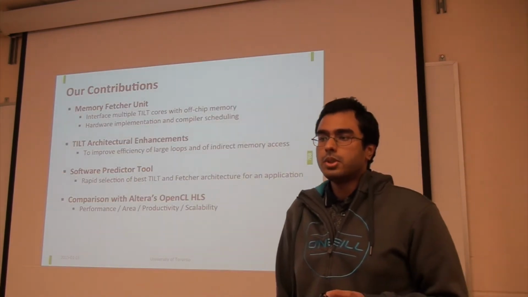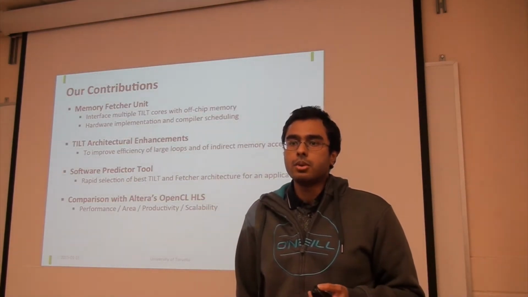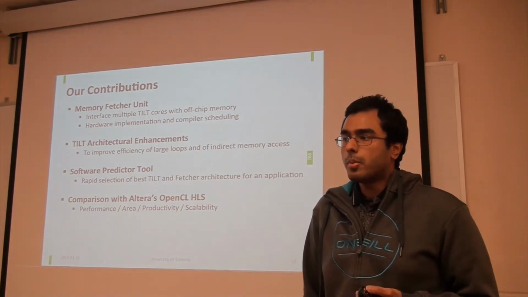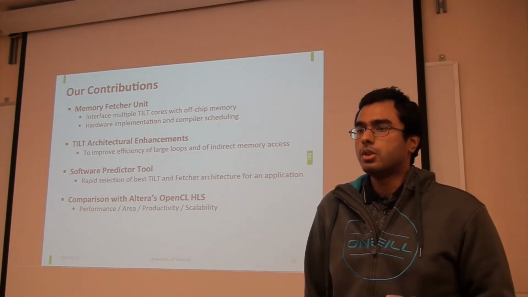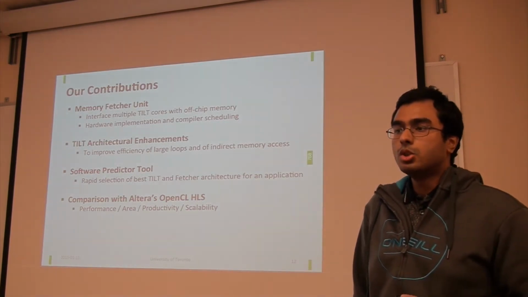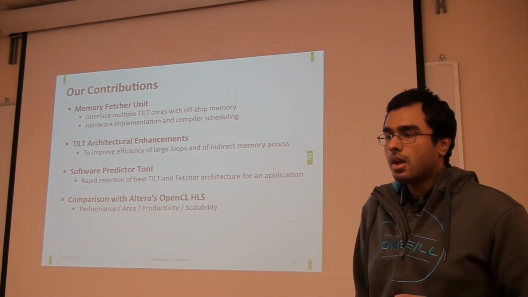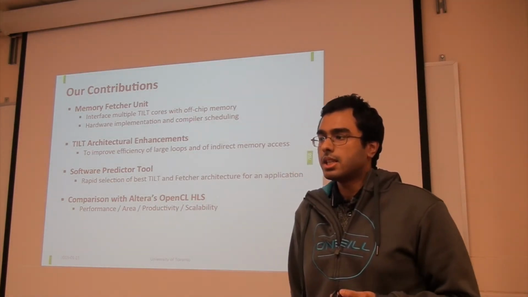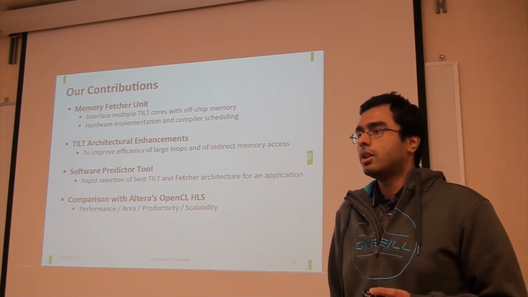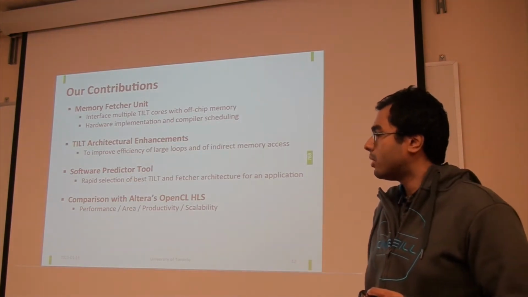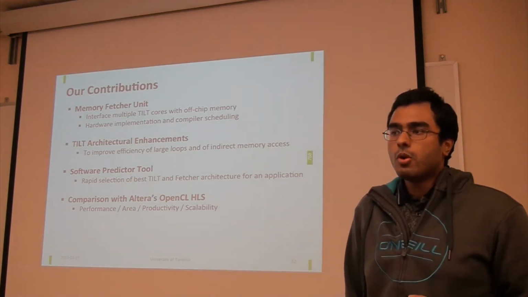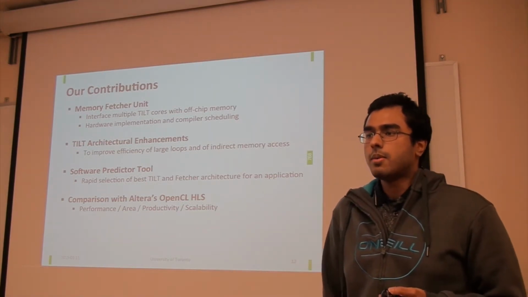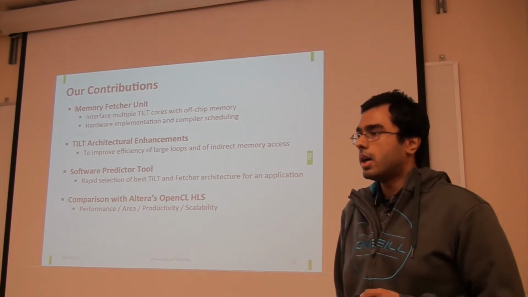Our specific contributions include designing a memory fetcher unit that interfaces multiple tilt compute cores with off-chip memory. We will also propose several architectural enhancements to tilt to improve the efficiency of large loops and of indirect memory access. Further, we propose a software predictor tool that can rapidly select the best tilt and fetcher design configuration for a target application without requiring manual design effort. Finally, we perform a thorough efficiency comparison of our application-tuned tilt system architectures with custom designs produced by Altera's HLS tool.